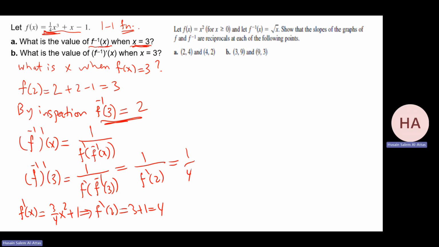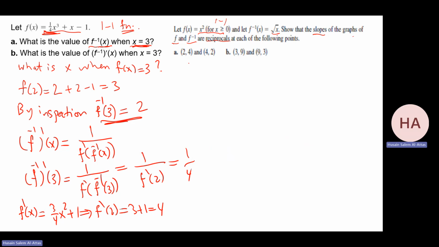Now this is another question. f of x equals x squared for x positive. To be a 1-to-1 function, because if I take x squared it's not 1 to 1, you just restrict it to x greater than or equal to 0. And let f inverse be square root of x. Show that the slopes of the graphs of f and f inverse are reciprocals of each other at each of the following points. So we have to check what the slopes of each of these graphs will be.